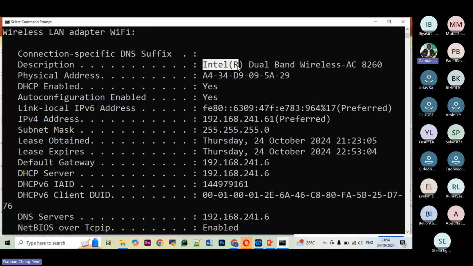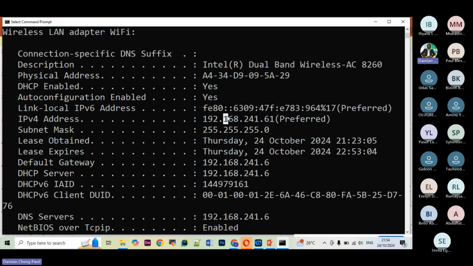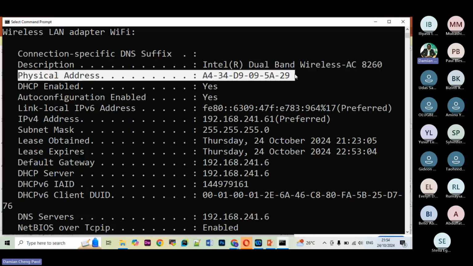This is the company that made it, Intel. When you go down, my laptop has been given an IP address. This is my IP address. Then my laptop has, where is the MAC address? This is the MAC address. We call it the physical address. We call it the MAC address.